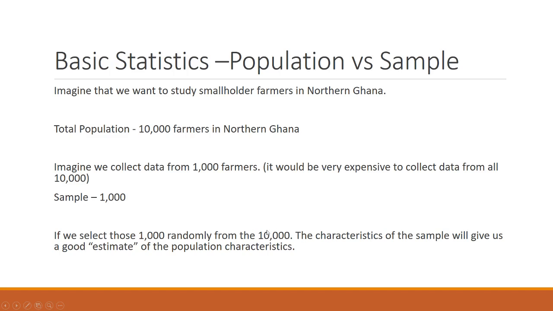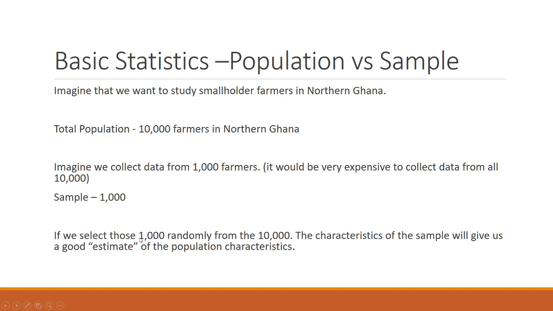Let's go back to my example to drive this home again. Imagine that we want to study smallholder farmers in northern Ghana. Let's say the total population is 10,000 farmers. We can't collect data on all 10,000, and realistically it's much more than that. So instead we collect data on 1,000 farmers. It would be way too expensive to collect data on all 10,000. So we have data on 1,000 farmers, and this is our sample.